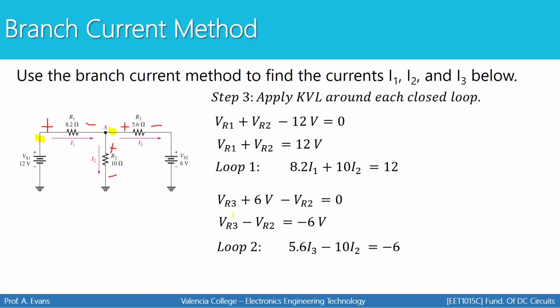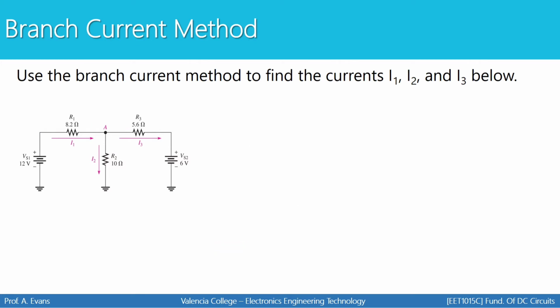Remember that I am solving for 3 things, I1, I2, and I3, which means I need 3 equations. This is my first equation. This is my second equation. My third equation will come from applying KCL to node A. According to KCL, I1 is going into the node, I3 and I2 are coming out of the node, and there's my equation for KCL.